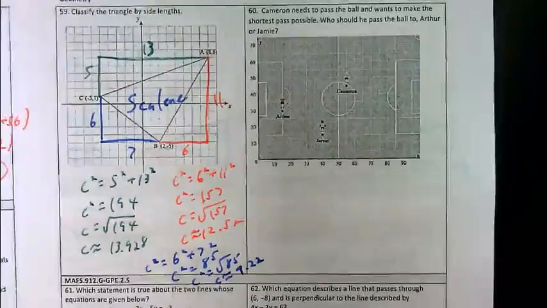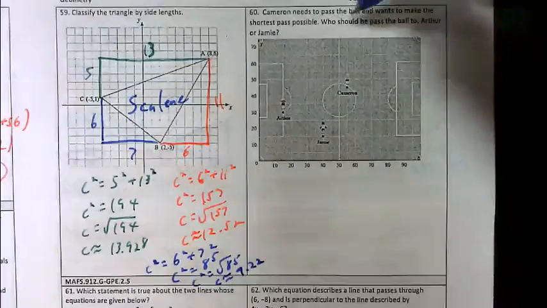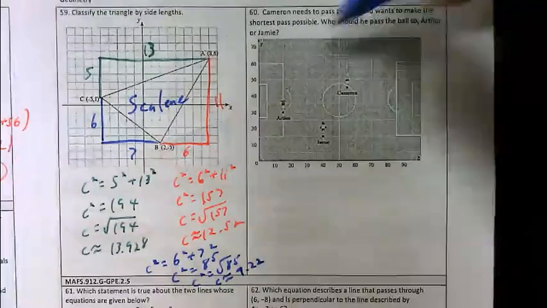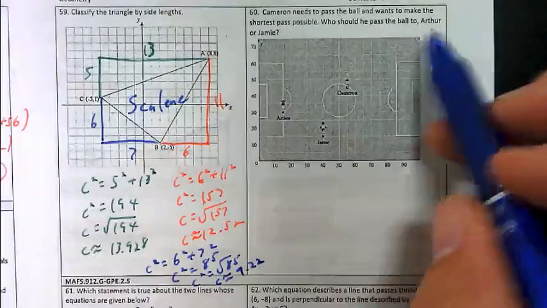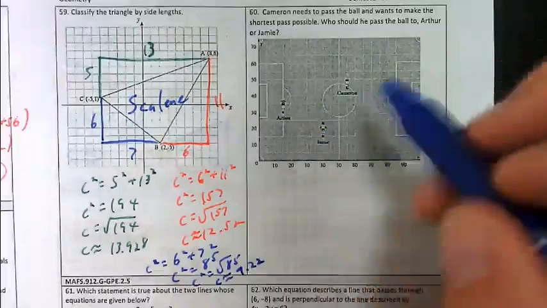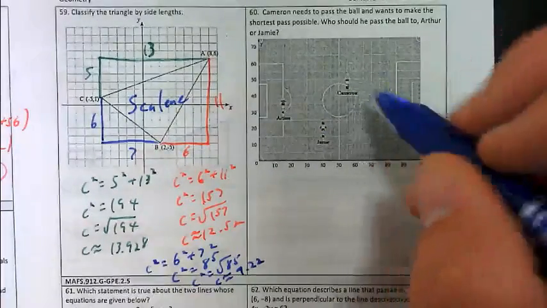On the soccer field, Cameron needs to pass the ball and wants to make the shortest pass possible. Who should he pass the ball to? Arthur or Jamie? So, here's Cameron. Here's Jamie, there's Arthur. Well, it's hard to tell. I think Jamie looks closer.